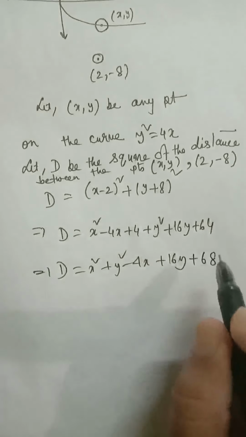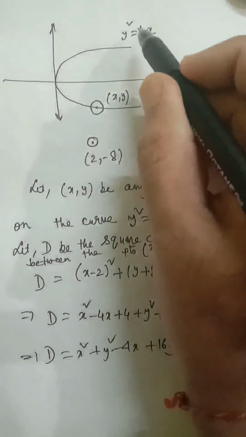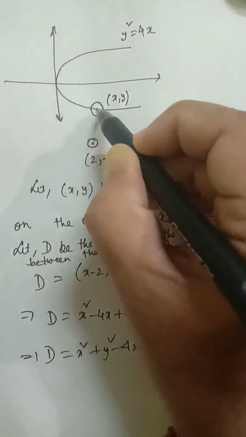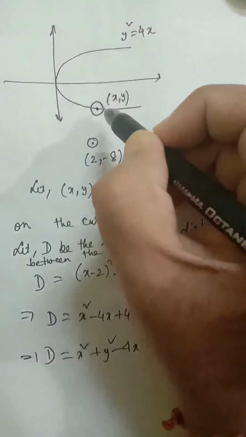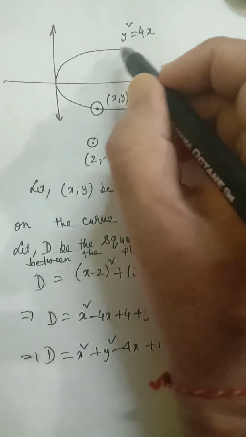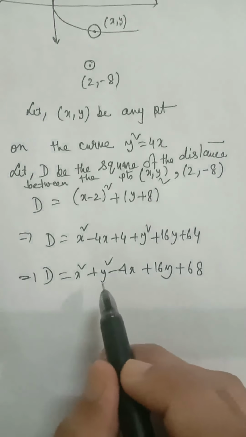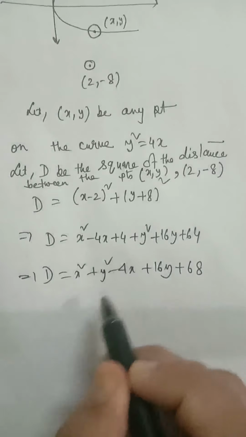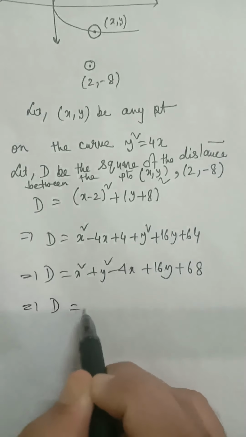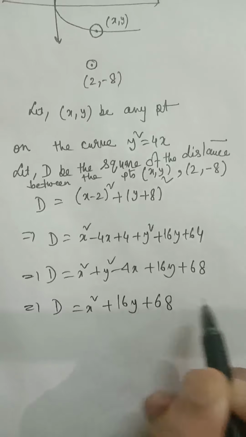Now the point xy lies on the curve y square equal to 4x. So xy will satisfy this equation, and if we replace x by x, y by y, we will get this relation y square equal to 4x. So if we put y square equal to 4x, this 4x will get cancelled. D will be x square plus 16y plus 68. Now what we have to find?